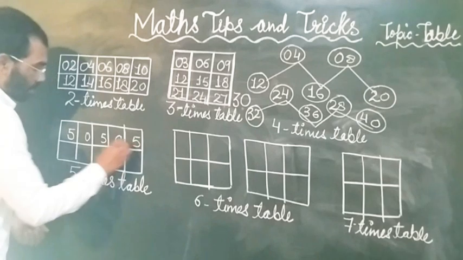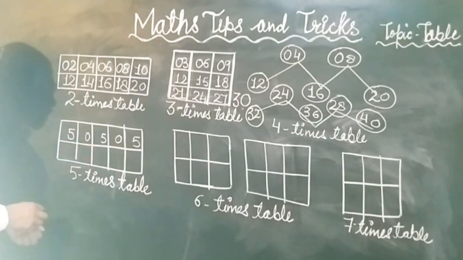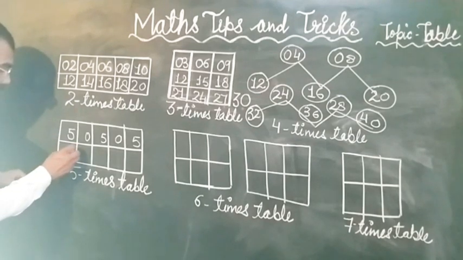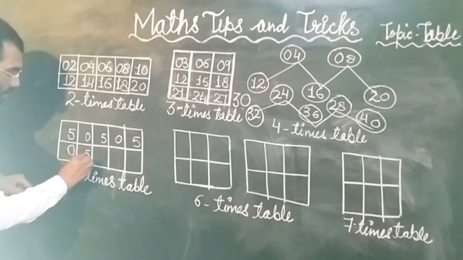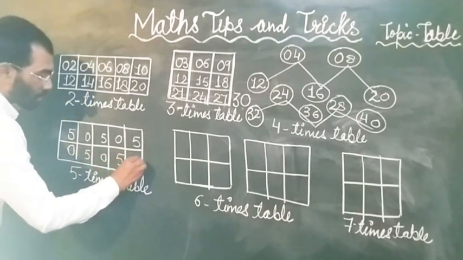Write again 5, 0, 5. This is the sequence: 5, 0, 5, 0, 5. Okay, in the first row you started from 5, but in the second row you will write 0 in the first box, then 5. The sequence is 0, 5, 0, 5, and 0.